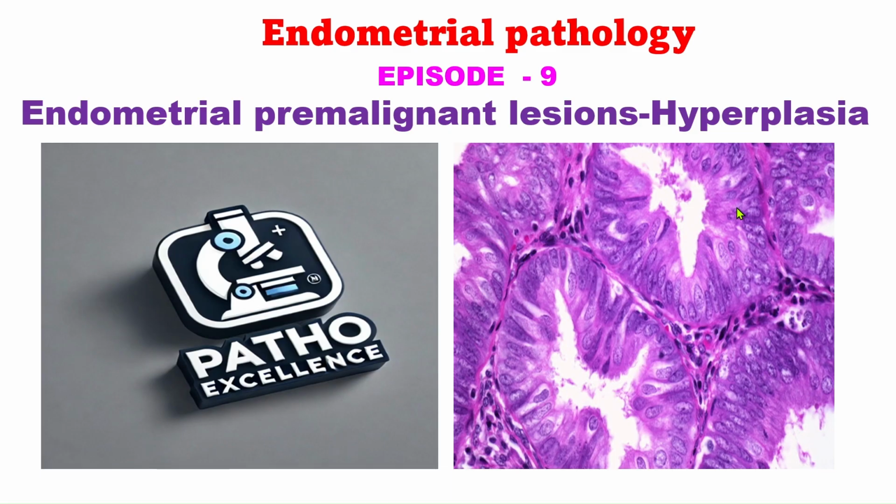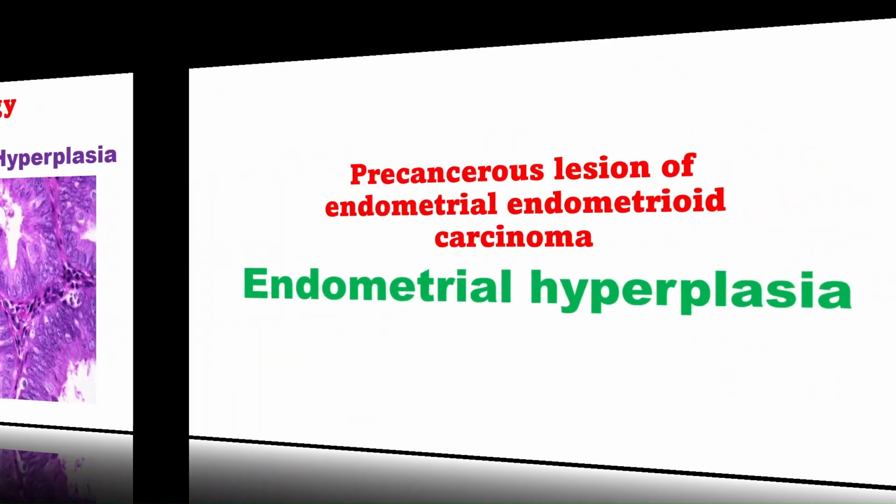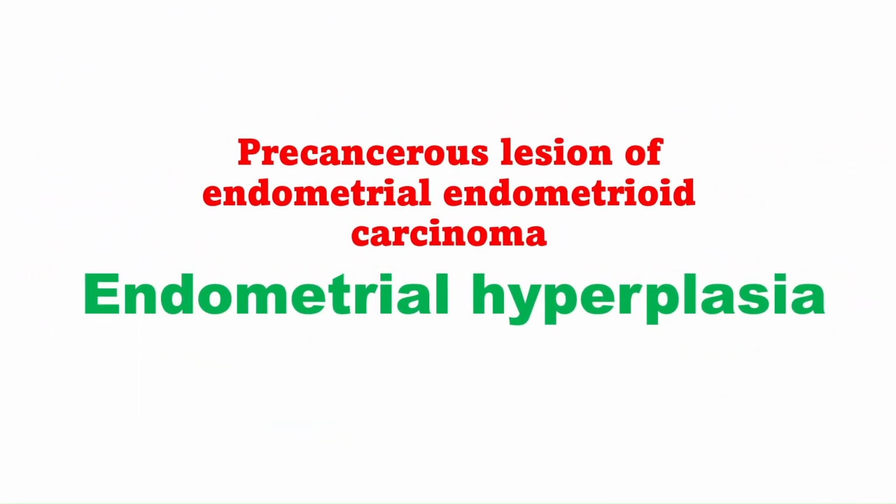So here, this is hyperplasia. By definition, hyperplasia means increased number of cells. So here, endometrial hyperplasia means there is increased number of glands. So let's see endometrial hyperplasia, which is a precancerous lesion of endometrioid carcinoma.